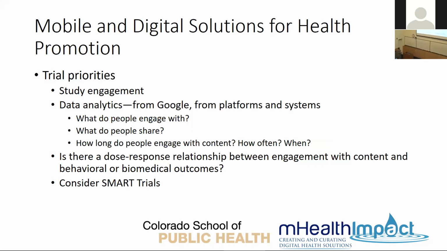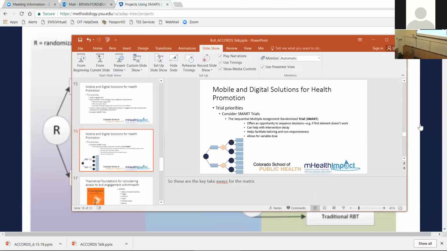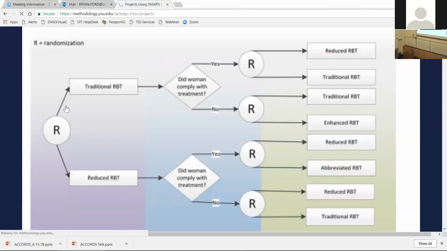Now I want to suggest that SMART trials are a good way to ask and answer some of these questions. I know some folks are familiar with SMART trials. Have other people heard about this idea? It's called a sequential multiple assignment randomized trial. So the idea is that you can sequence decisions. If the first element does or doesn't work, you can randomize people to a different element. I think it might be easier to give you some concrete examples.